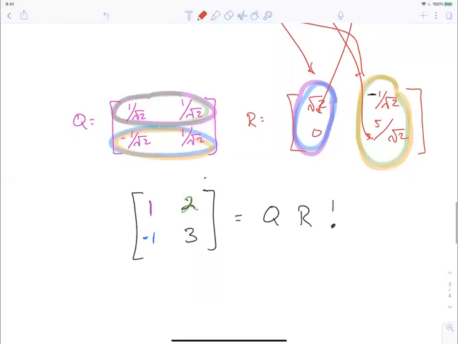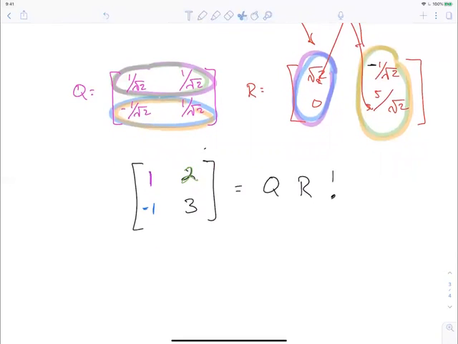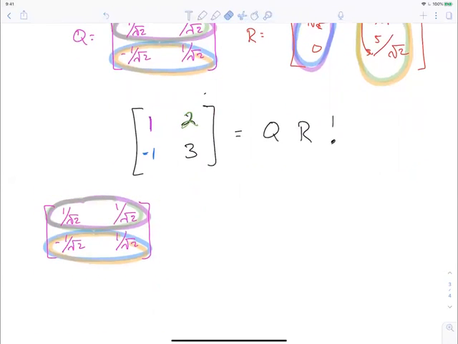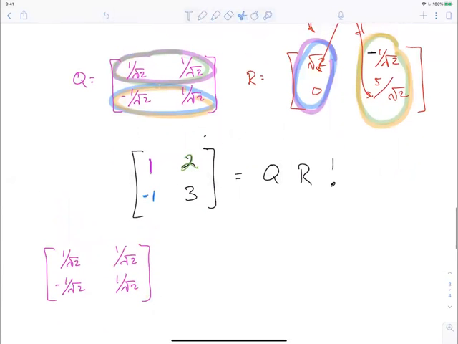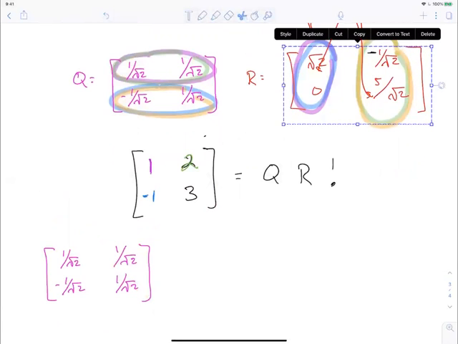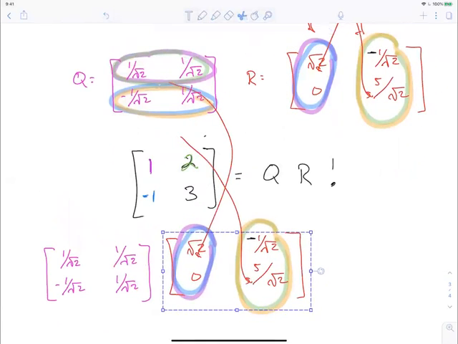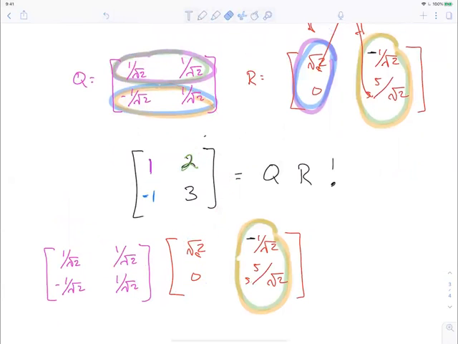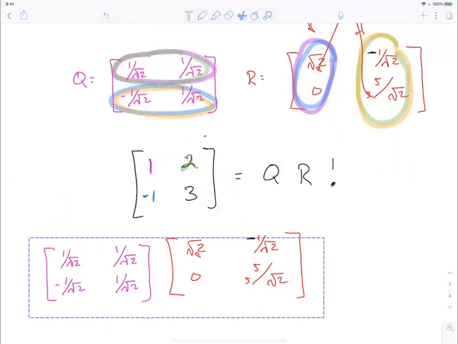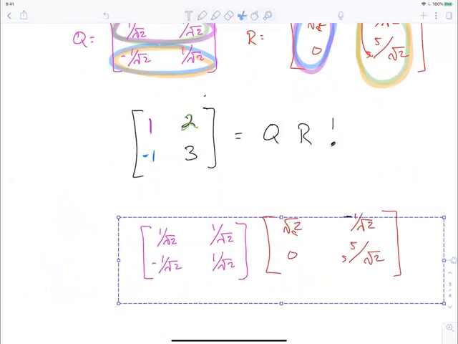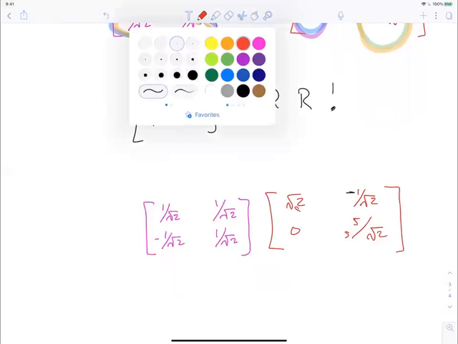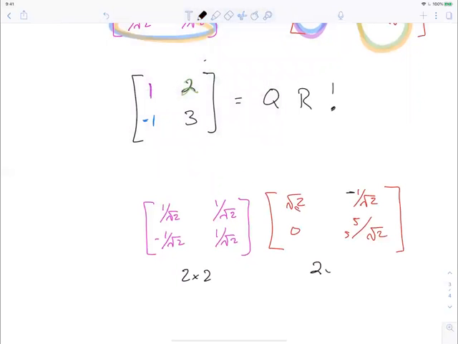So why does this work? What makes this work? Well, if we take this Q and this R, we can actually think of matrix multiplication in a new way. So that's kind of the key why this all works. So let's go over why this matrix multiplication seems to work. So this is a 2 by 2 by a 2 by 2. So altogether, we're going to get a 2 by 2 matrix.